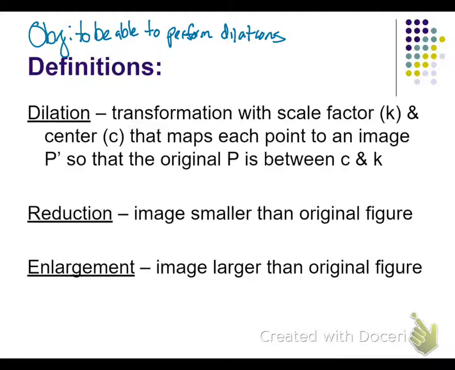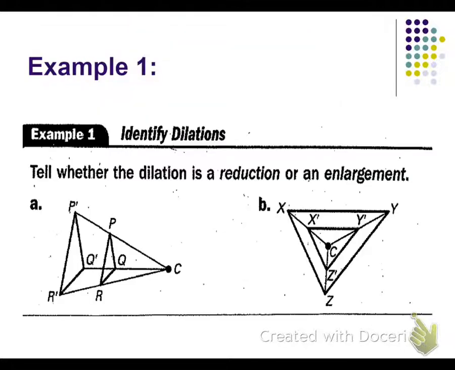Does anybody need another second on this one? Anybody still writing? I'm writing up. Okay. So remember, when we talk about an image, the image has the primes. The one without the primes are the original figure. So here you see that P, Q, R is the original. And then we have the ones with the primes. P prime, Q prime, R prime is the image.